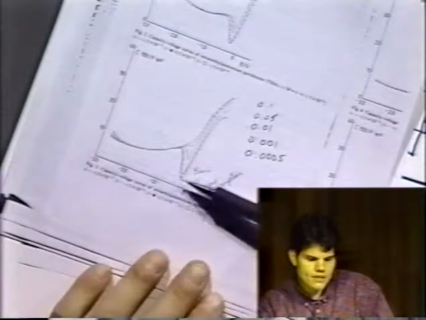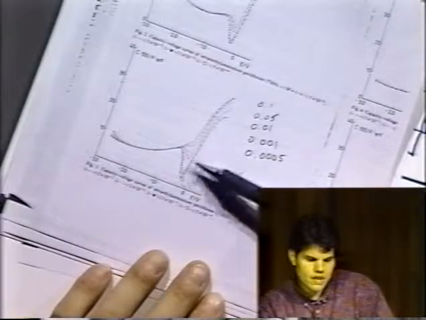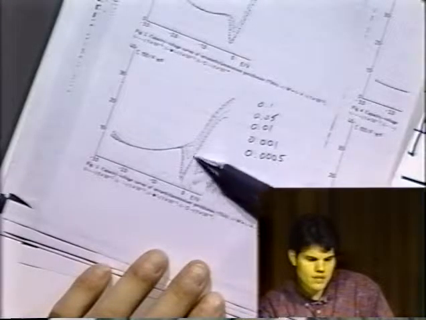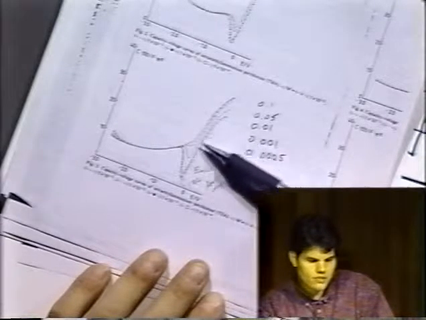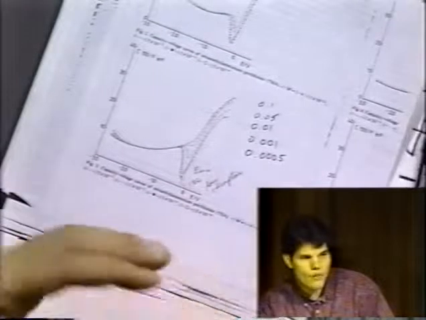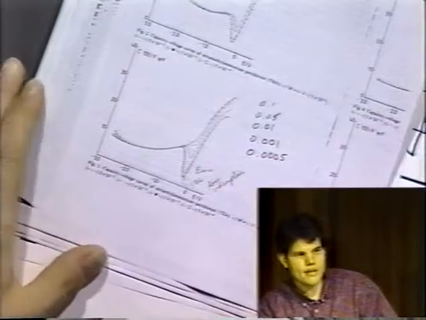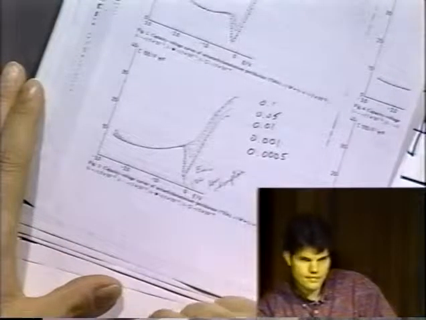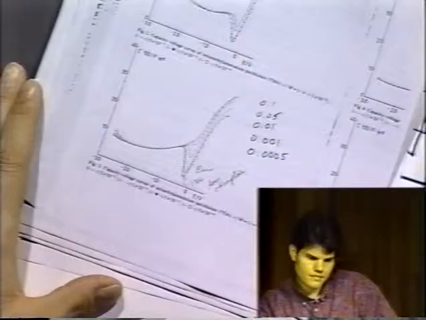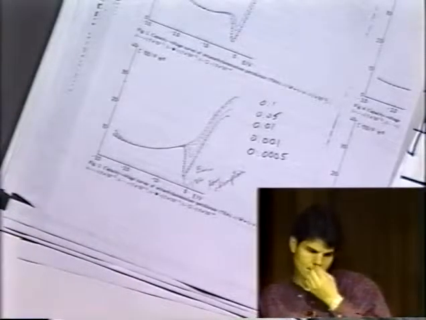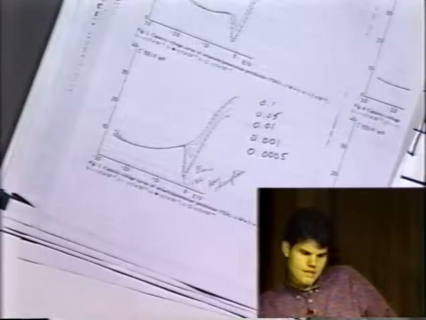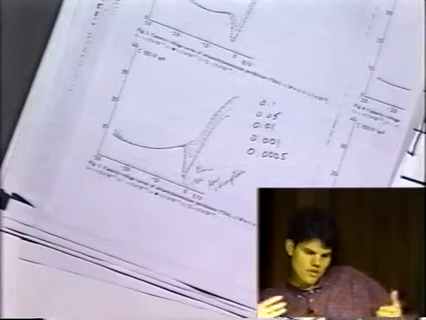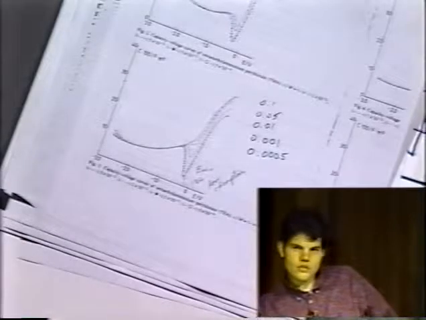So why does the capacitance, as we go to higher concentrations, approach the value at more negative potentials, or even get bigger actually? What happens to that dip? Why does that dip go away? What's happening when we have more ions in the solution?